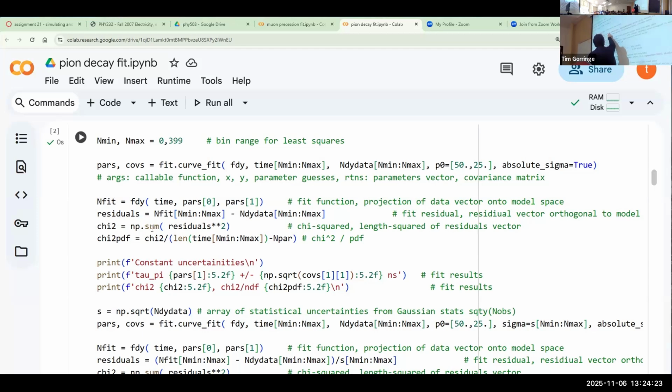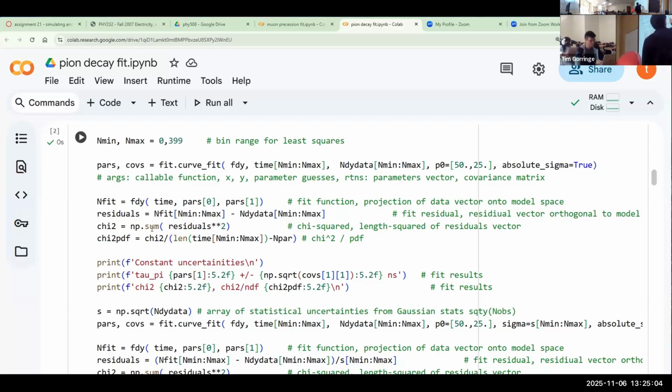So this is called, and it's going to return two items here. One is a vector. This is the parameters vector. In this case, it's just the two-element vector with the two parameters, a normalization parameter and the time constant parameter. And then it also returns a covariance array, if you remember that. The diagonals on that array are the squares of the uncertainties on the parameters, and the off diagonals measure the correlations between the parameters. They're the covariance between the parameters. So that's what gets returned.